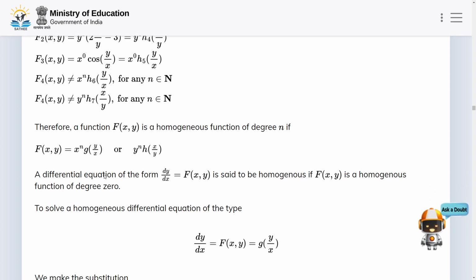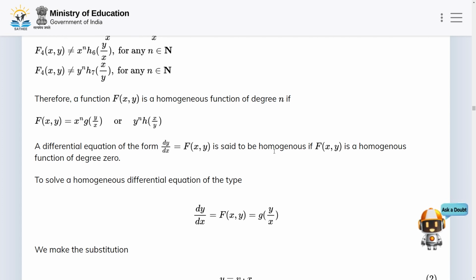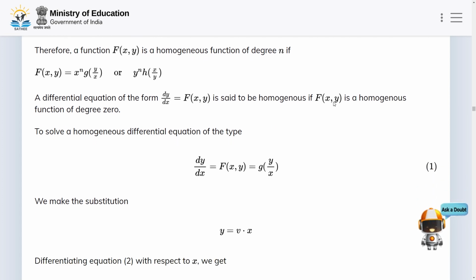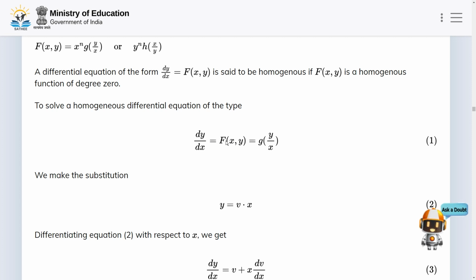Now a differential equation of the form dy by dx is equal to F(x, y) is said to be homogeneous if F(x, y) is a homogeneous function of degree 0. Of degree what? Degree 0. Clear? This means lambda power must be 0. This means dy by dx, which is equal to F(x, y), you can write as equal to g of some function y by x. I hope it is clear.